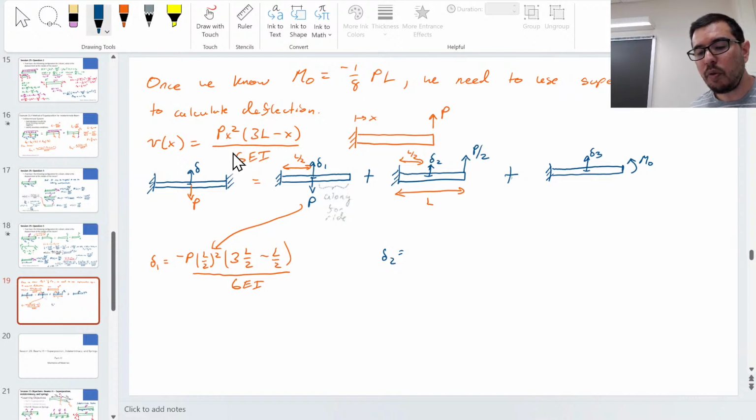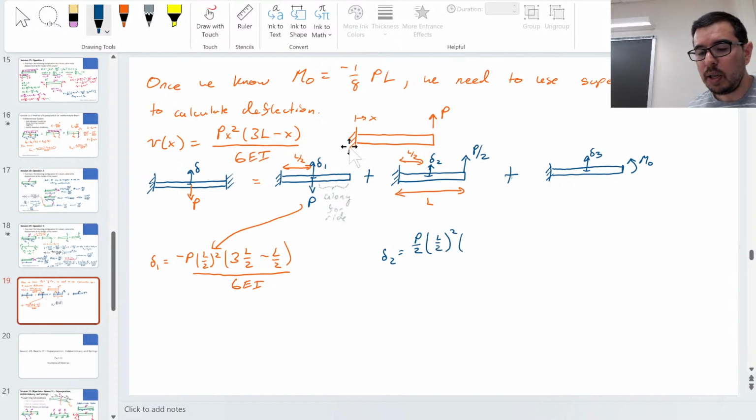So what is the force? P over 2. Right, so it's P over 2. Okay, then what do I put in for X? Where am I? No, X is where I'm interested in, right? So I'm interested in X equals L over 2 because I'm halfway across, right? So then I plug in L over 2.